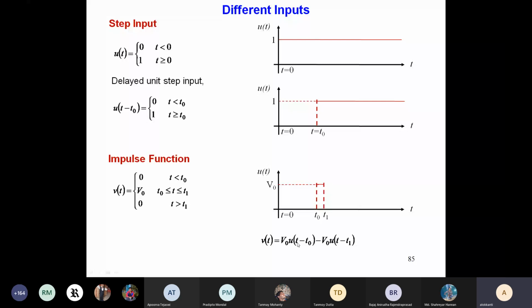At T equal to T1, in the first expression it is T1 minus T0, which is positive. So positive means 1, the definition of the step input. And in the second part you are getting T1 minus T1, which is equal to 0. Equal to 0 is also 1. So they cancel each other. So beyond T1, they will actually cancel each other and everything is 0. So you get an impulse.